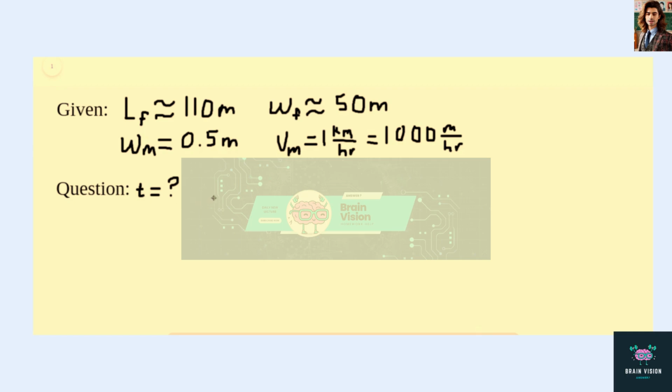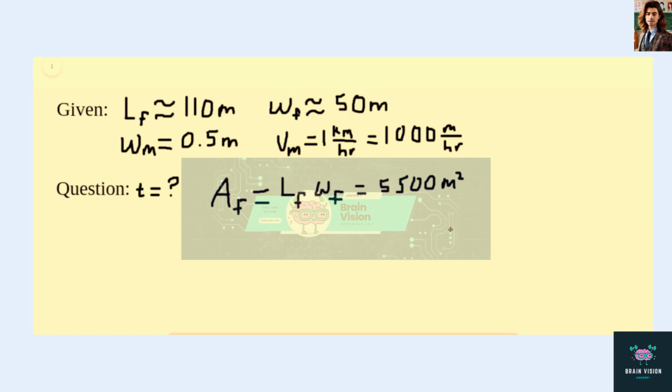First thing we need to do is to calculate the area of the field. Well, the area of a square or rectangle is length times width. So the area of the field is going to be the length of the field times the width of the field. If you multiply 110 meters times 50 meters, you get 5,500 square meters. That's the area.